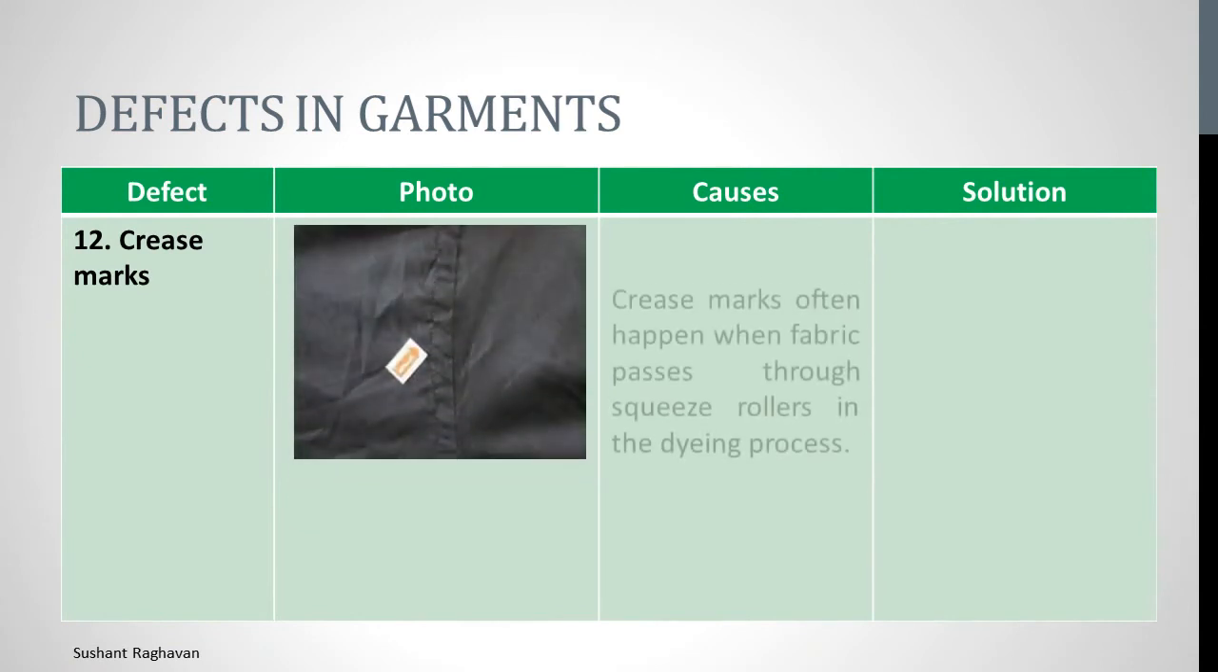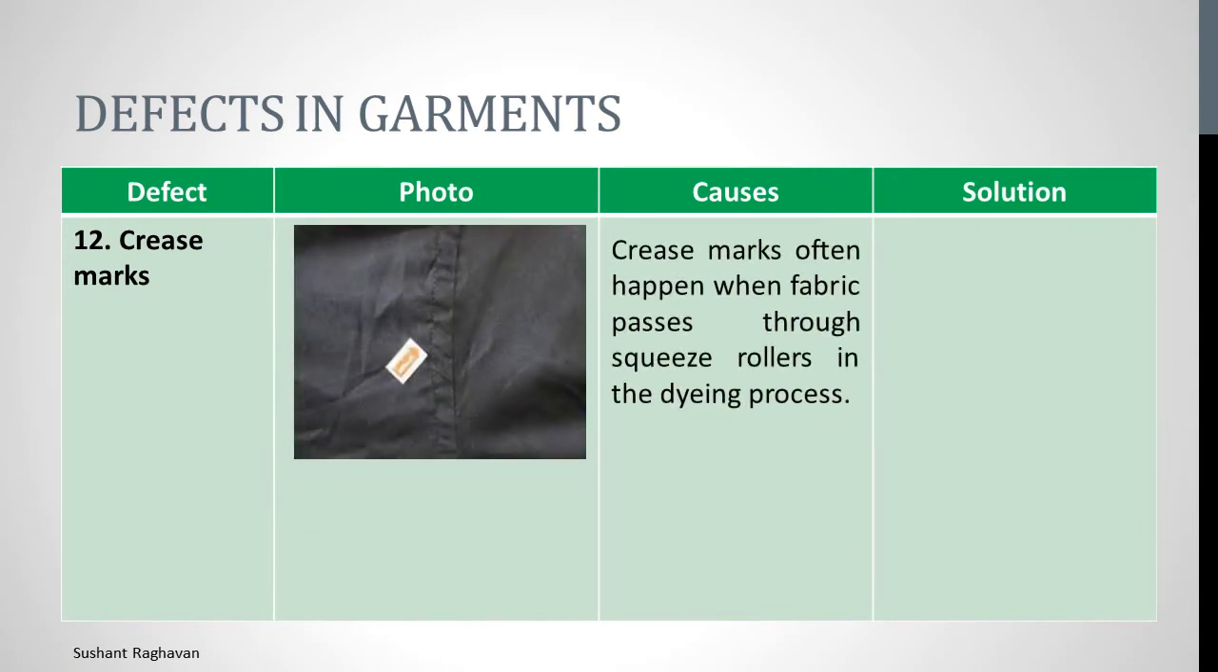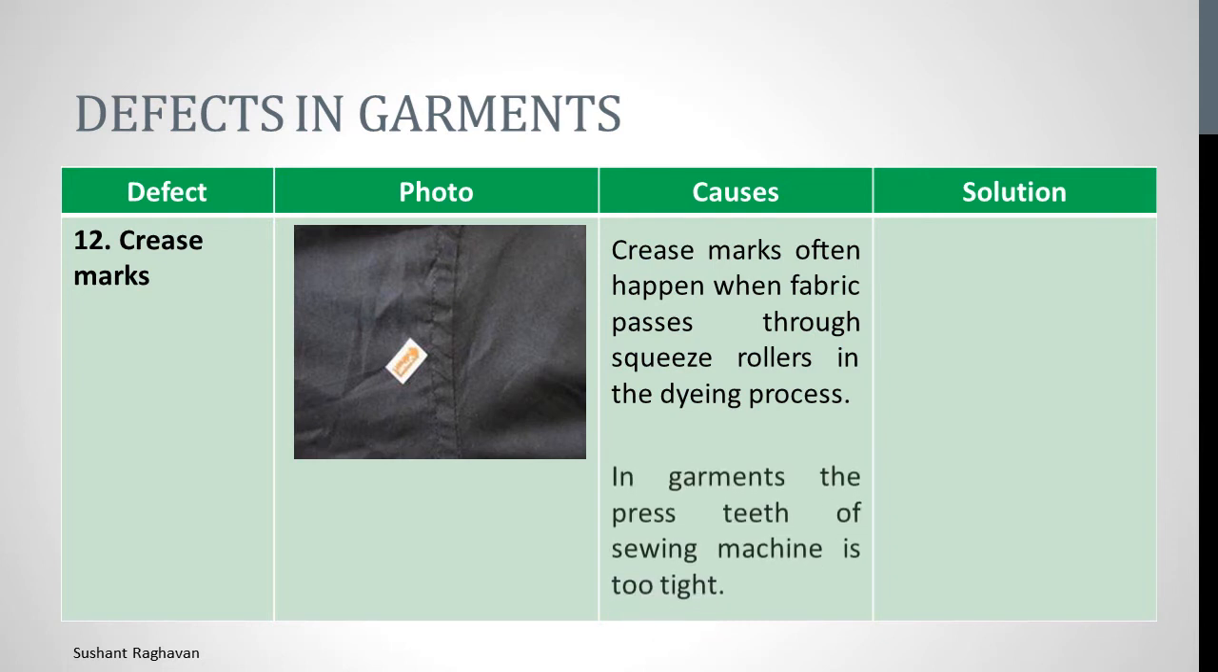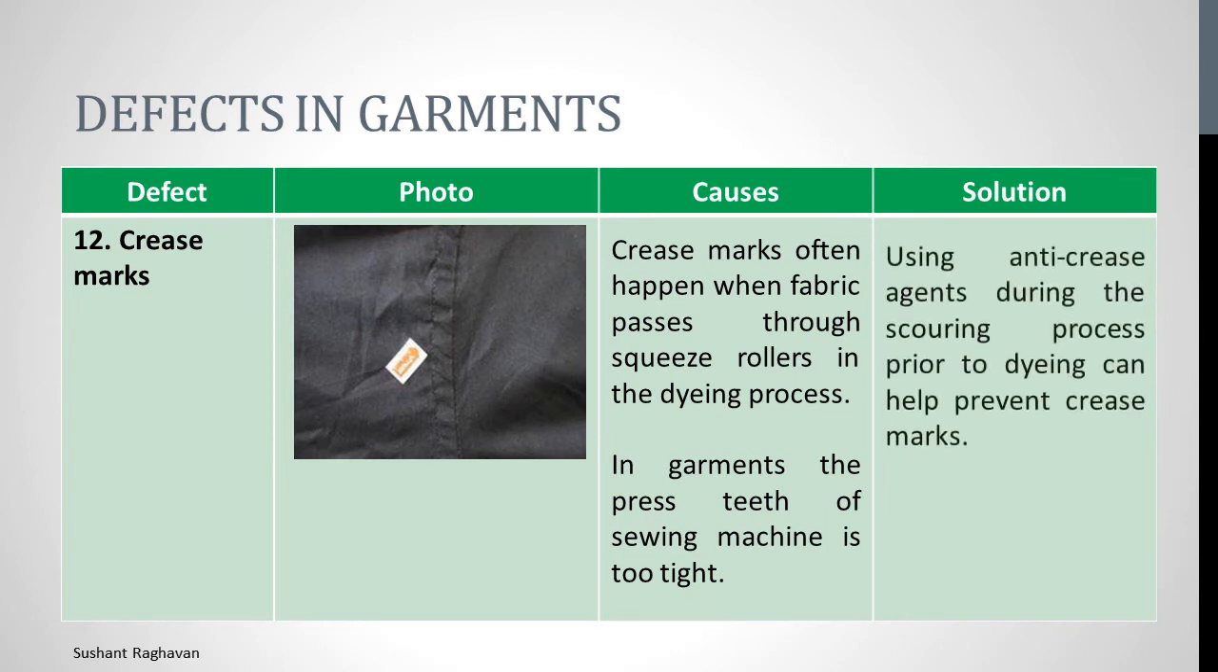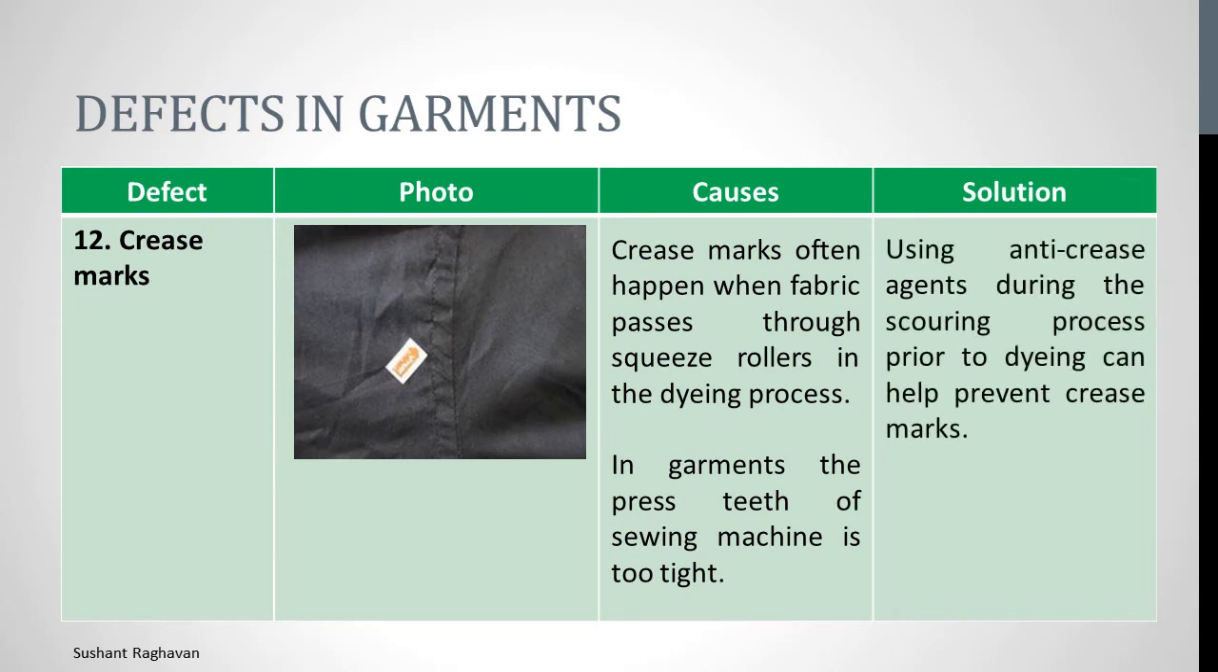Crease marks. Crease marks often happen when fabric passes through skewed rollers in the dyeing process. In garments, the press teeth of the sewing machine are too tight. Using anti-crease agents during the scouring process prior to dyeing can help prevent crease marks. Improve the worker skill and adjust press teeth.